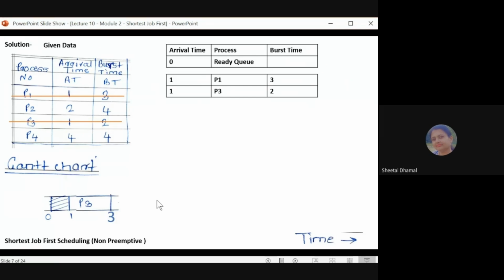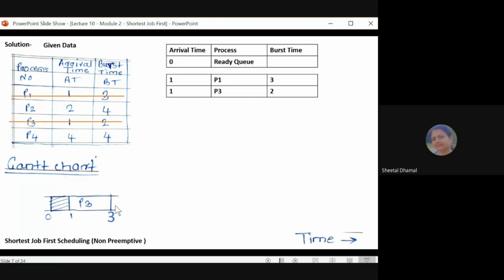Now what you have to do: here you can observe that at 1 o'clock two processes entered the queue, that is P1 and P3. After that, between 1 and 3 there is 2 o'clock. So check in the process table whether any process entered the ready queue at 2 o'clock. When process P3 was executing, while it was utilizing the CPU time, at 2 time unit, or at 2 o'clock, process P2 entered the ready queue.